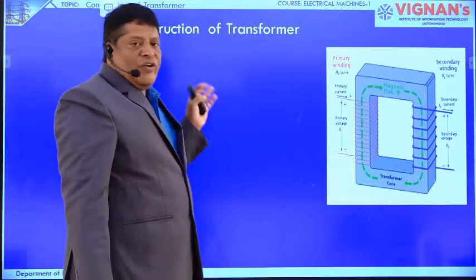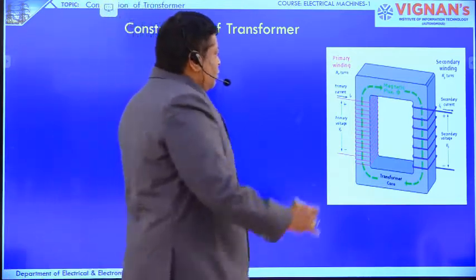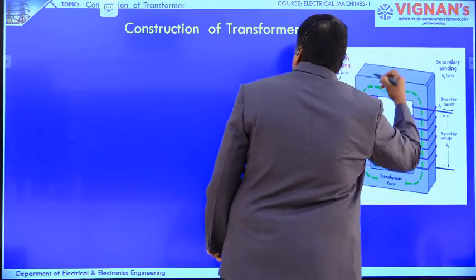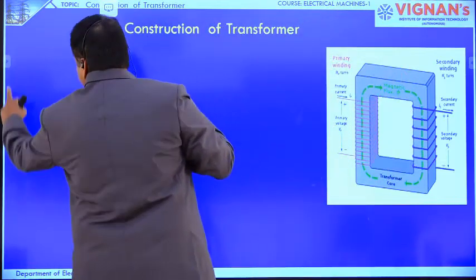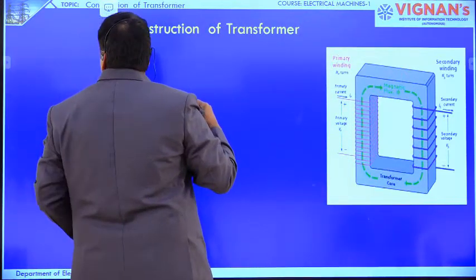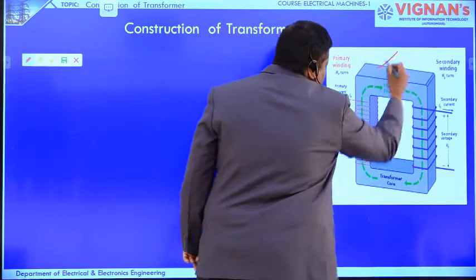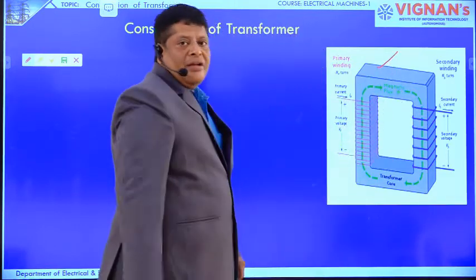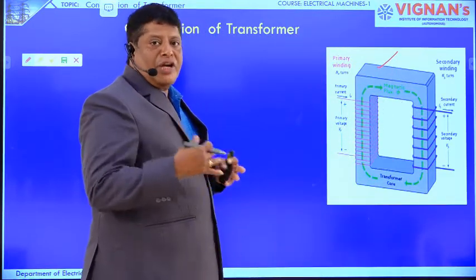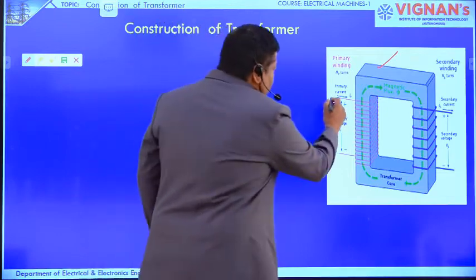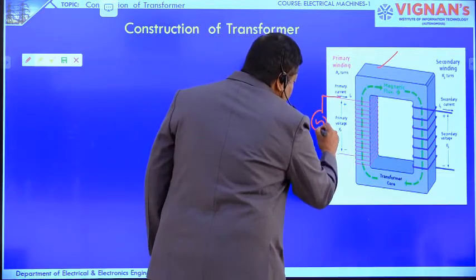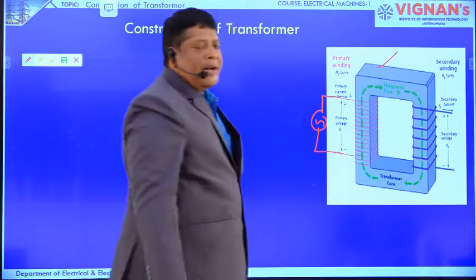The same thing that we have seen previously. This is the magnetic core. This is the primary winding. Primary winding means where we have to give the electrical power to the transformer. If we connect a voltage source here, this winding becomes a primary winding.